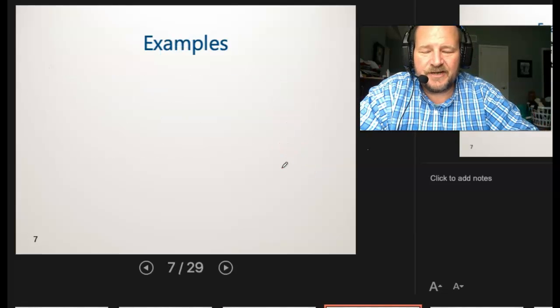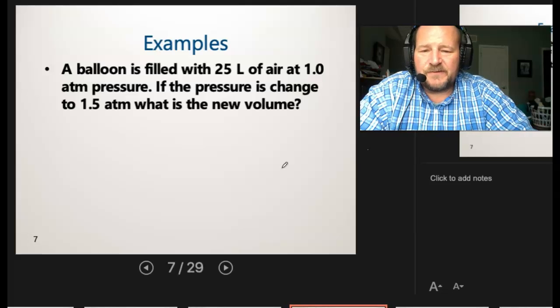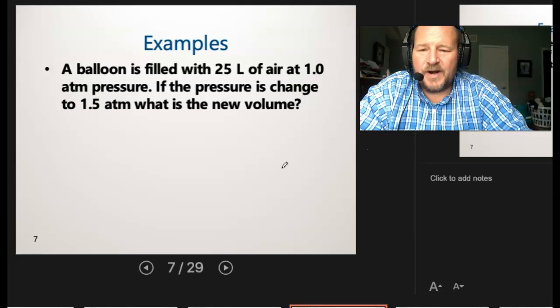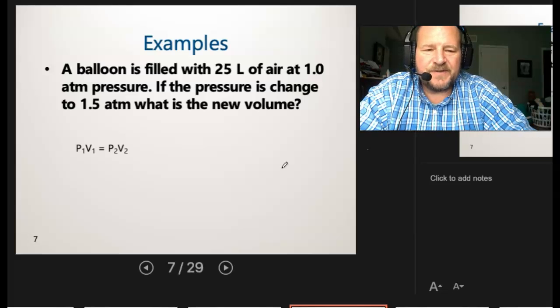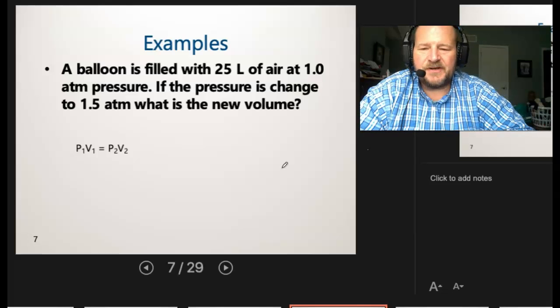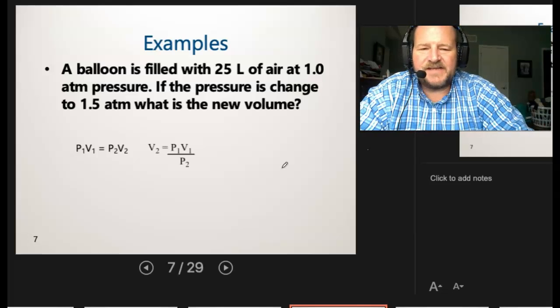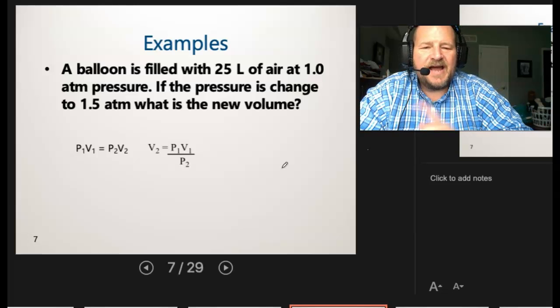So what do the questions look like? A balloon is filled with 25 liters of air at 1 atmosphere of pressure. If the pressure is to change to 1.5 atmospheres, what is the new volume? So again, we're going to say P1V1 is equal to P2V2. Now I like to manipulate things as letters, so I'm going to rearrange this. I'm going to get V2 is equal to P1V1 over P2. And now I just want to plug and chug.